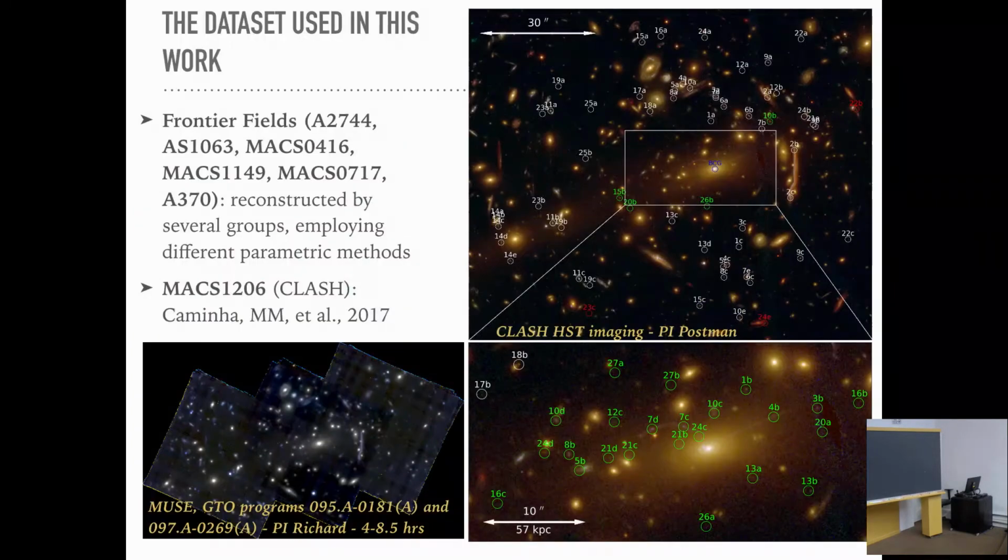Okay, so we have performed this kind of comparison that I just showed you in a more quantitative way, focusing on the 6 frontier fields and on this other cluster, MACS J1206, for which we know that we have been able to build a very robust mass model using the strong lensing constraints that we found in the CLASH data, and spectroscopic data taken from a few observing programs with MUSE.